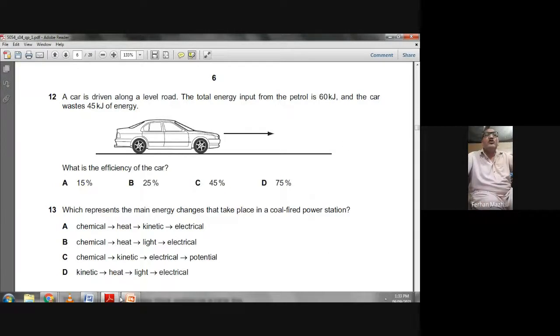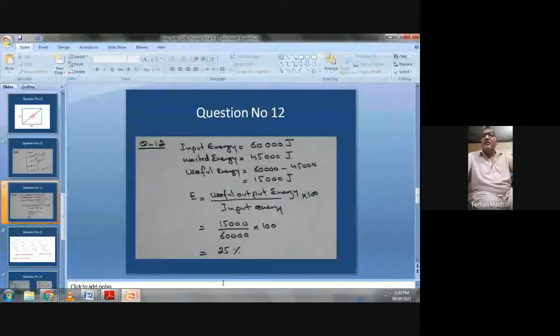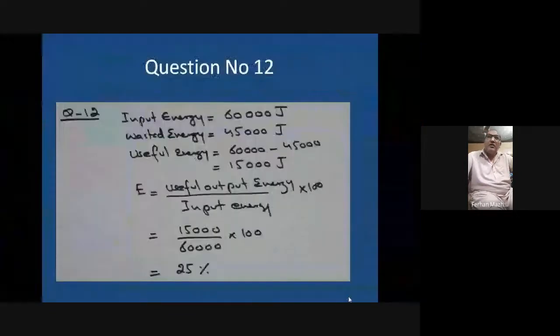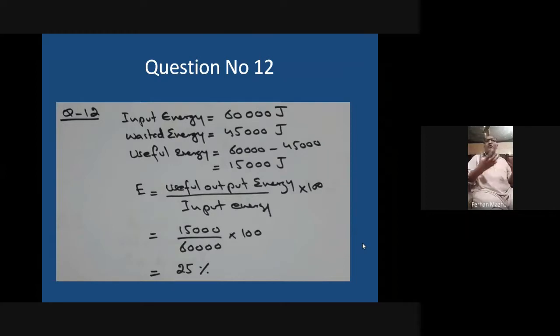Let me show you my work. Here we have the input energy of 60,000 joules. The wasted energy is 45,000 joules. So the useful energy will be 15,000 joules. The formula is useful output energy divided by input energy multiplied by 100. So the final answer will be 25%. So the efficiency is 25%.